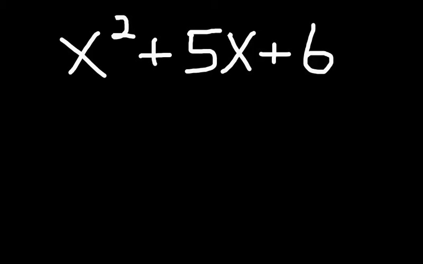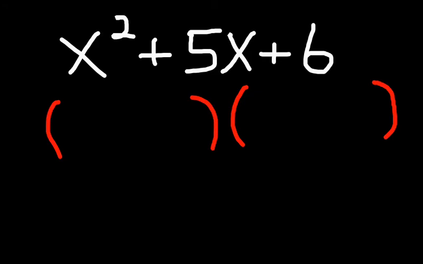In this lesson, we're going to see how we can factor a trinomial with a lead coefficient of 1. You notice this is a trinomial because it has three terms, x squared, 5x, and 6. And we can factor this trinomial by breaking it into two binomials, which we'll set parentheses for now.